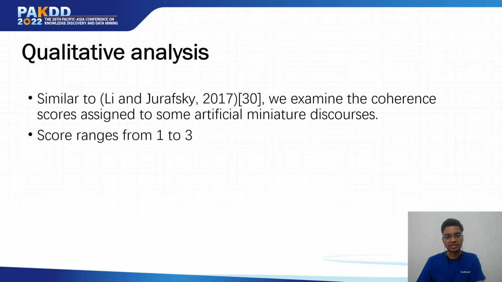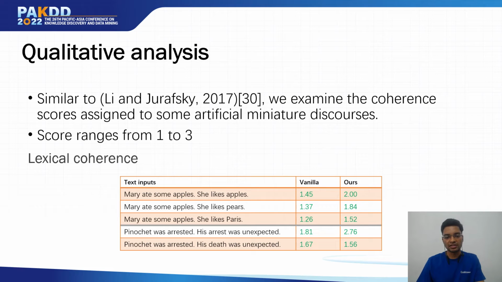And it is performing on average better than the simple vanilla Longformer approach. Similar to the previous study, we examined the coherence score assigned to artificial miniature discourses to understand the model performance. So the first qualitative analysis is lexical coherence. The example suggests that both the models handle lexical coherence correctly and favor the first sentence over the other sentences.